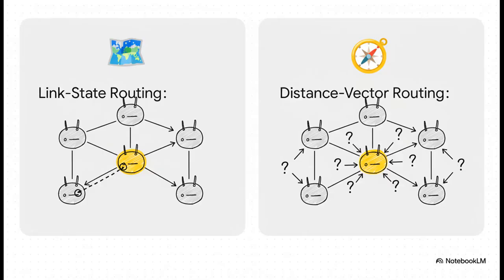And routers have basically two main philosophies for figuring out that best path. On one hand, you've got link state routing. Think of this as giving every single post office a complete, detailed map of the entire country. They can see everything and calculate the absolute best route themselves. Then you have distance vector routing, which is more like asking for directions. Each post office only knows about the towns right next to it, and it just asks its neighbor, "Hey, which way to Chicago?" It relies on the next guy in the chain to know the way.